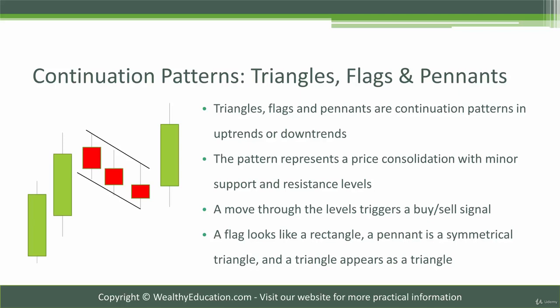The same is true in a bear trend when the stock is trending down and then pulls up in the pattern to form a triangle, flag, or pennant. When it breaks the lower bound of support in that pattern, then that is taken as a signal to enter the stock on the short side. A flag, which is represented here on the graph, looks like a rectangle. A pennant looks like a symmetrical triangle, and a triangle looks like a triangle on the chart. And we can have both ascending and descending triangles. So let's take a look at triangles, flags, and pennants on a chart.